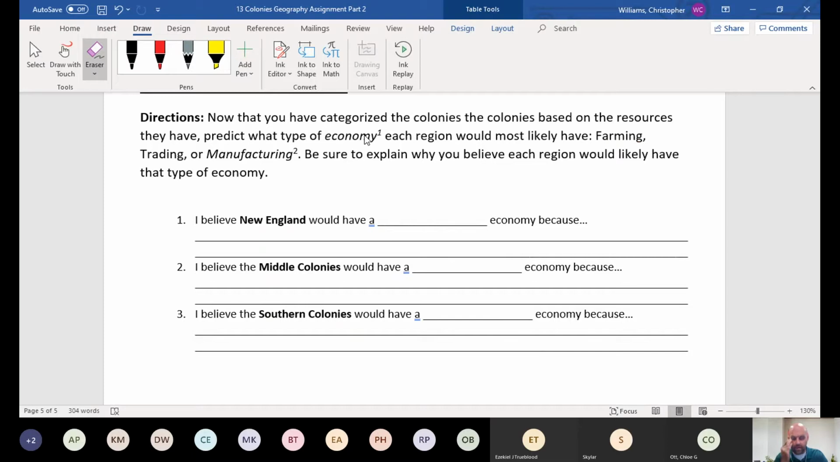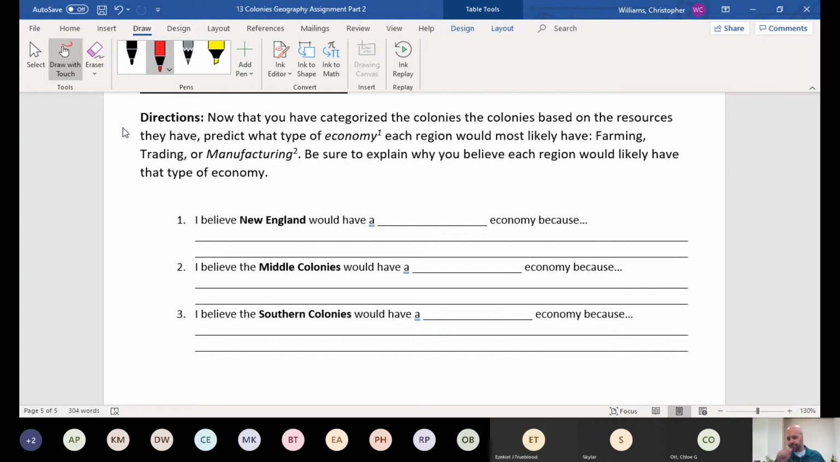Now, before you answer, I realize that there is some confusion about the difference between trading and manufacturing. Manufacturing, excuse me, would involve using resources to make something, where it's more of an emphasis. Trading means they are having resources and they are specifically buying and selling them to other places and other locations.